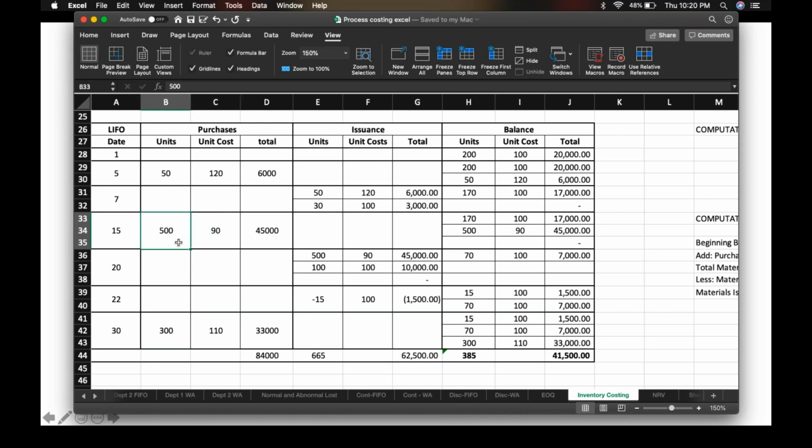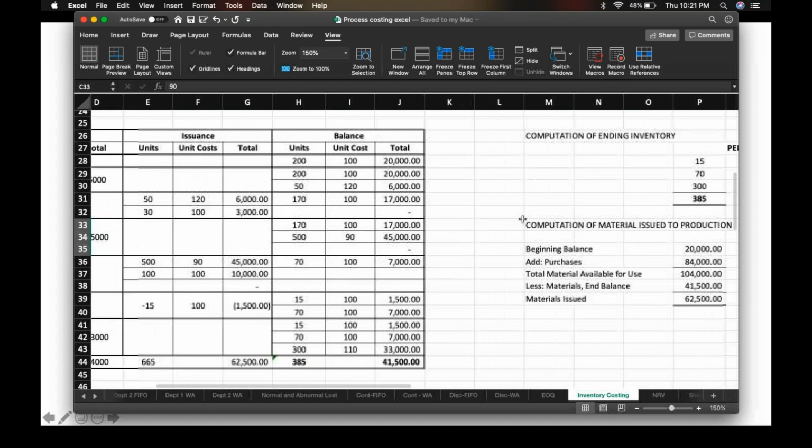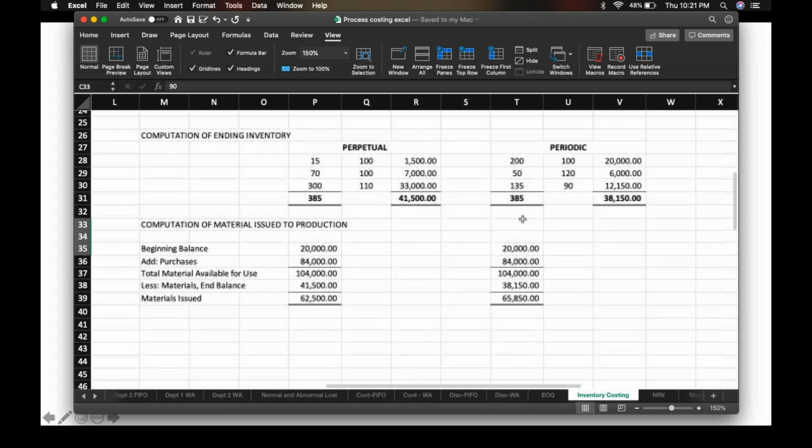Okay, so meron pang matitira dito kasi 335 lang yon. 665 minus 600, 300, meron ka pang 365 dito na kukunin sa 500 units. So pag pinuntahan mo yan sa warehouse, ang makikita mo lang tagna 90, taga 120, at taga 100. Okay, 200 at 100, 50 at 120, and ano yun, 135 at 90. Ito yon.